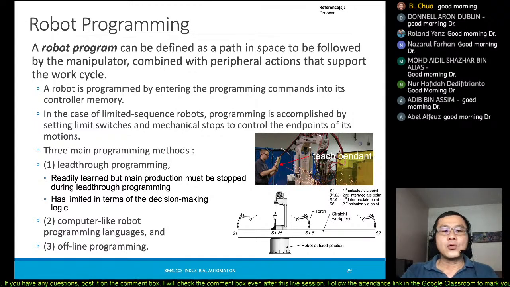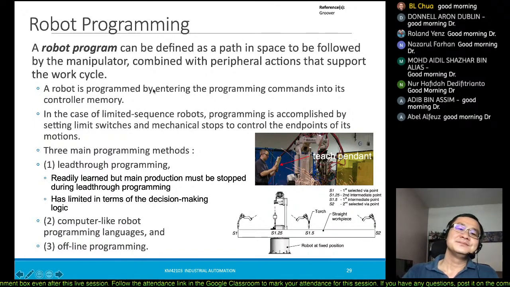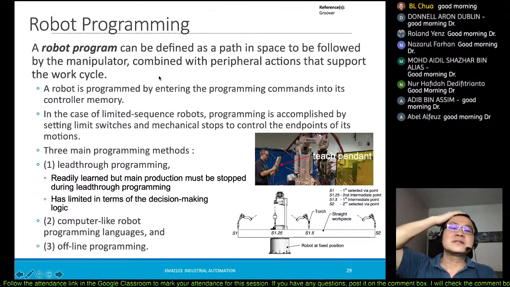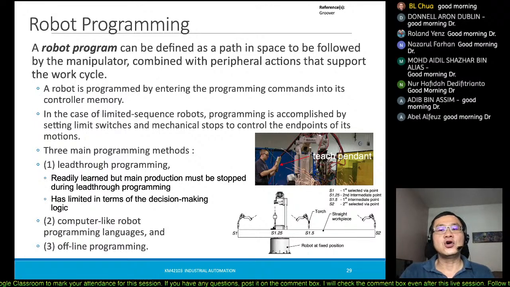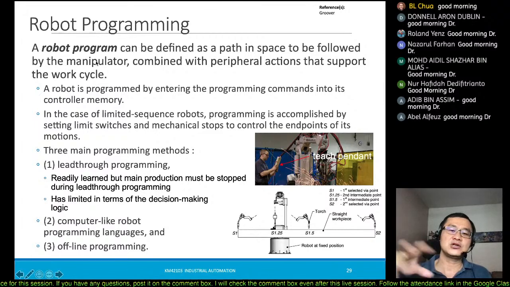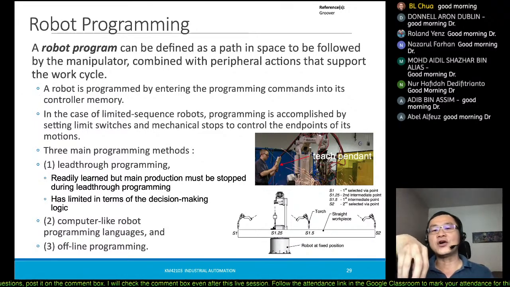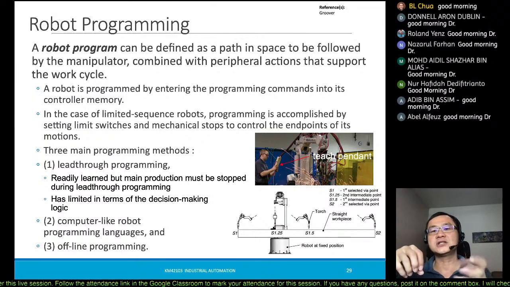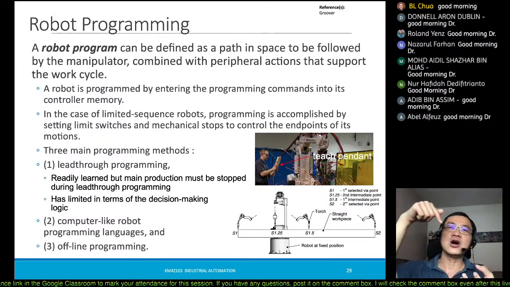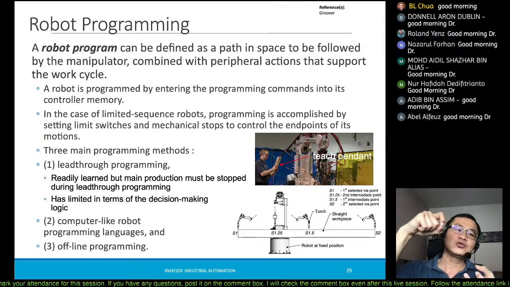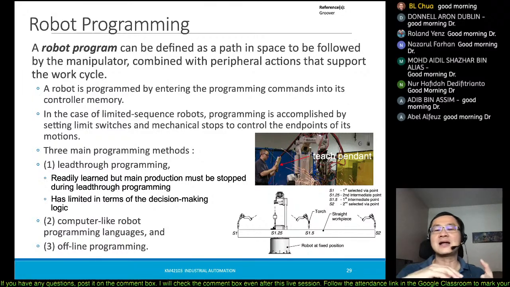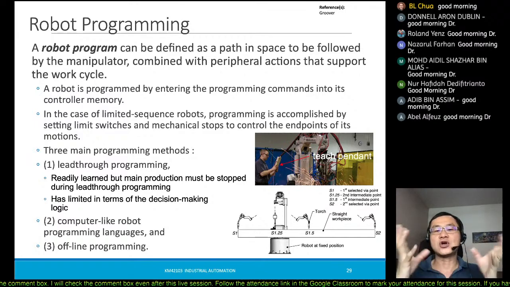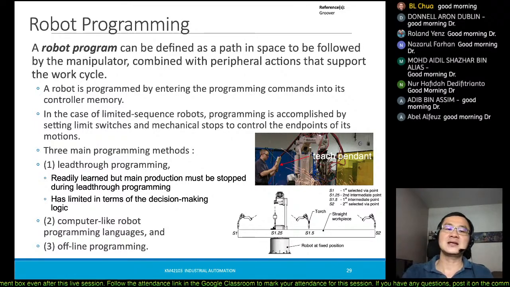Coming to the robot programming part, you still can't run away from programming, I would say. But the robot program is actually to define the path followed by the manipulator, your robotic arm itself, in coordination with your peripheries, so-called actions and devices. Your peripheral actions will include turning on the spot welding, pinch to the spark, and so on. So this robot program will cover all these works, instead of only manipulating it to specific positions or orientations, right?